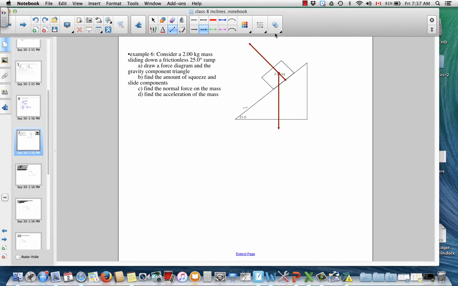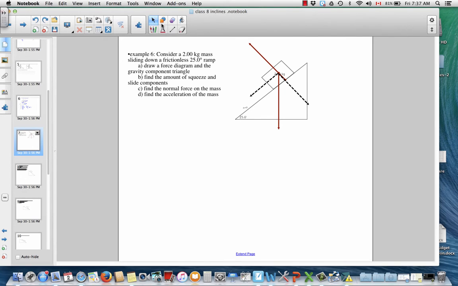Again, for gravity, make it look straight down, and then for its components, make this one look perpendicular to the ramp, and make this one look parallel to the ramp. I'll do it down here, and then I'll move it up. There we go. That looks better.